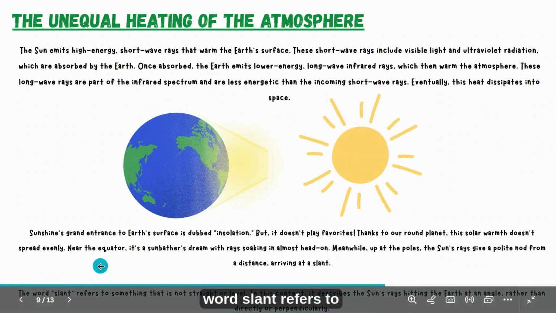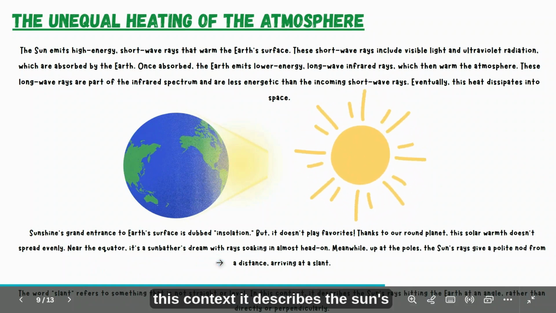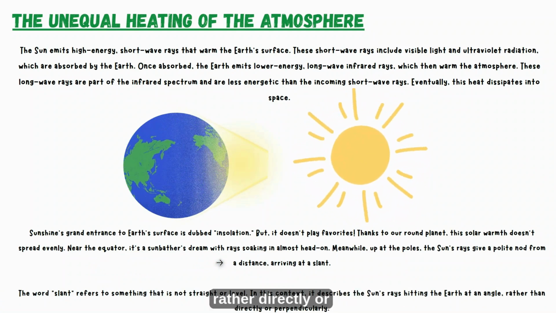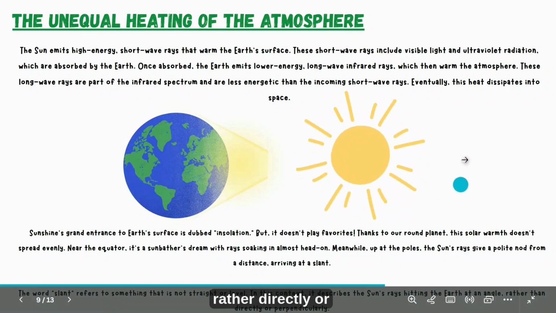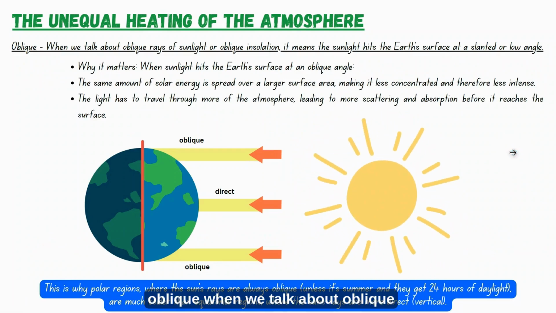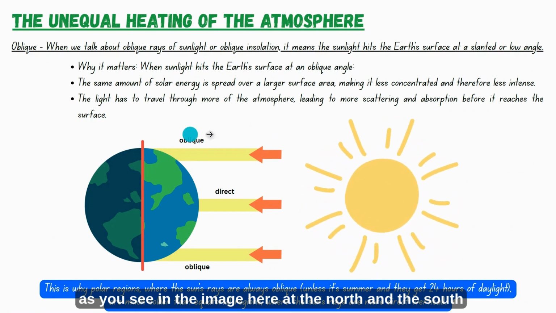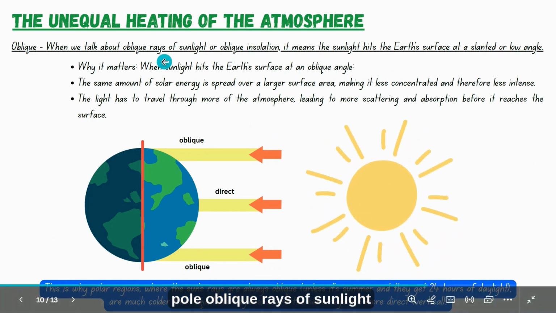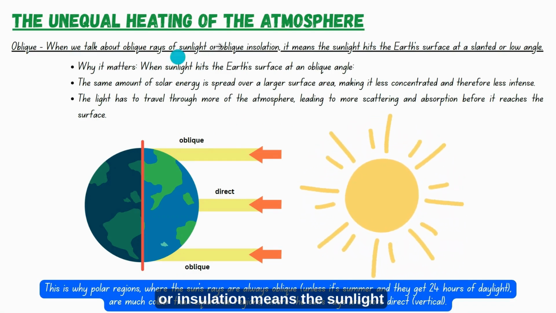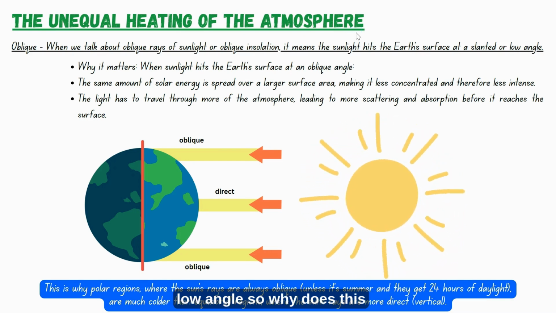So the word slant refers to something that is not straight or level, and in this context, it describes the sun's rays hitting the earth at an angle, rather than directly or perpendicularly. Oblique. When we talk about oblique, as you see in the image here at the north and the south pole, oblique rays of sunlight or insolation means the sunlight hits the Earth's surface at a slanted or low angle.